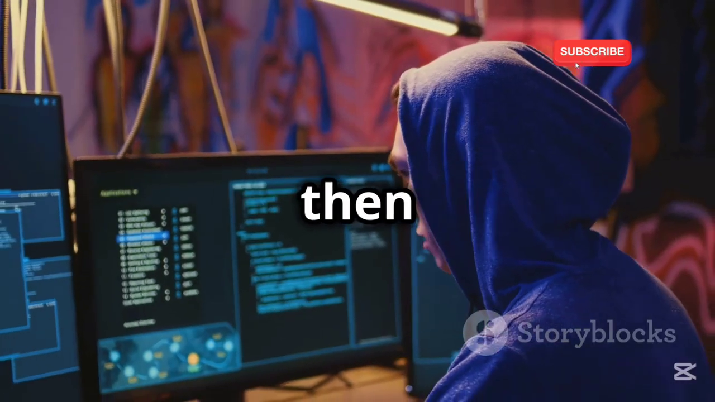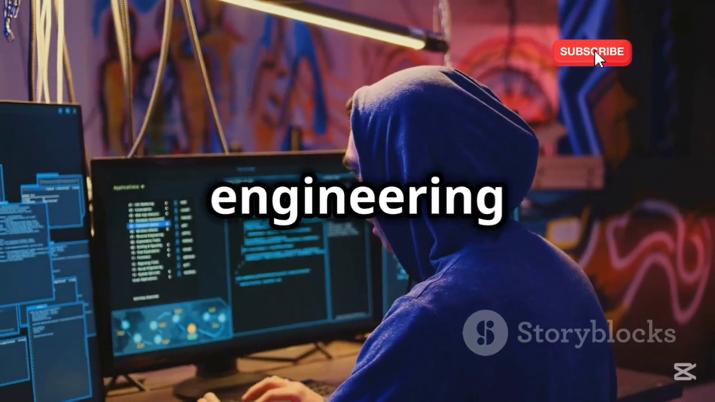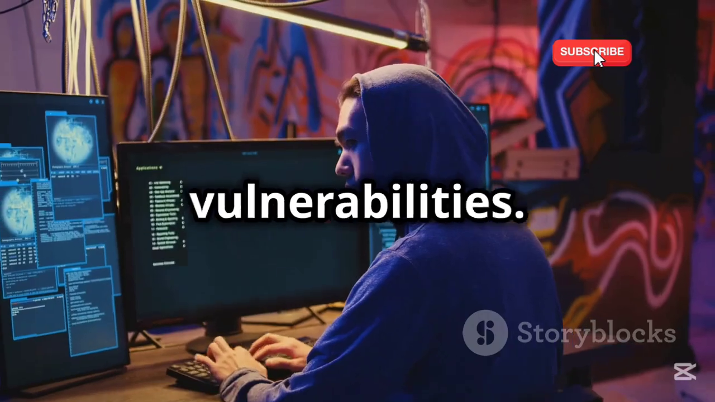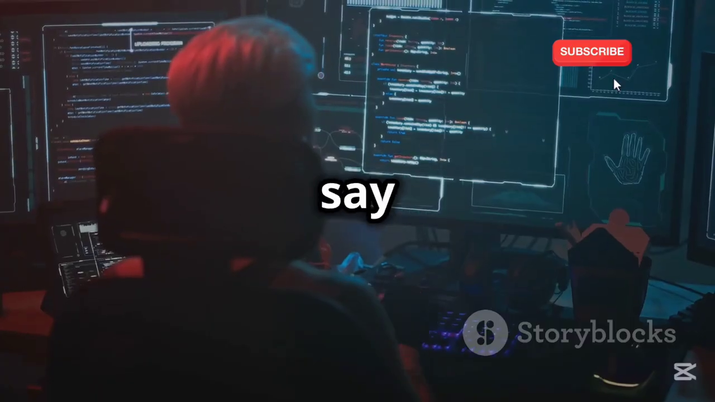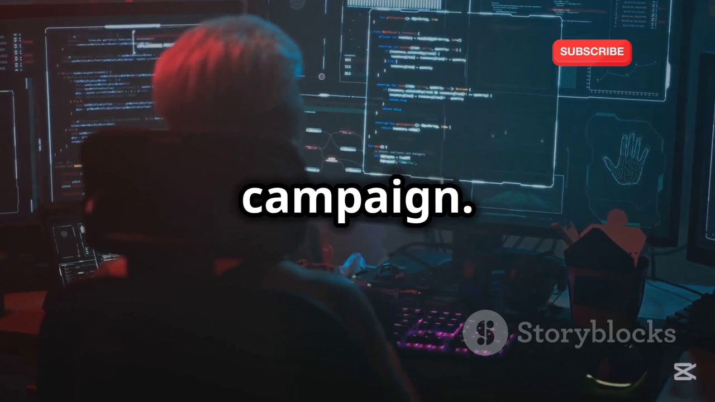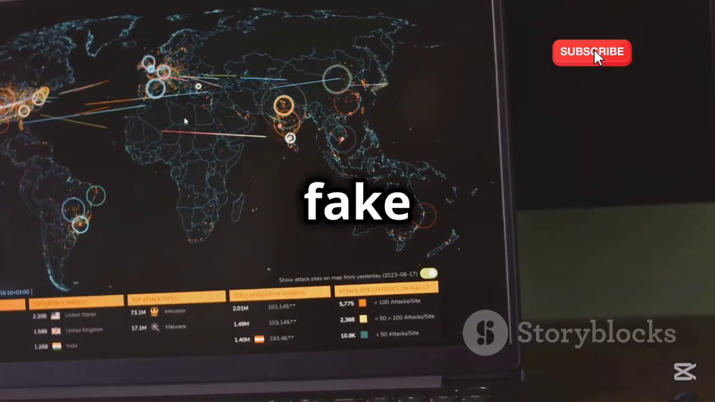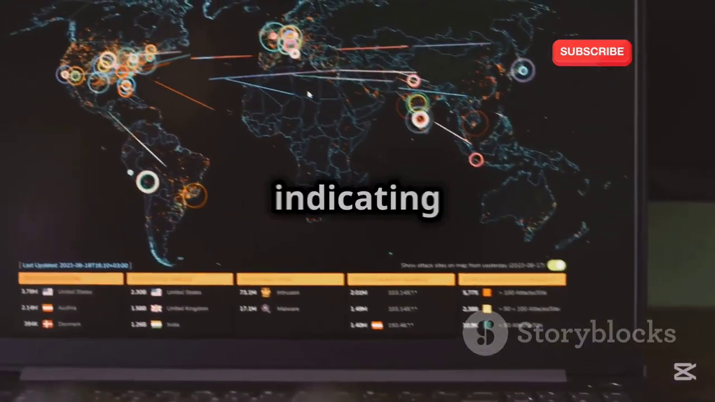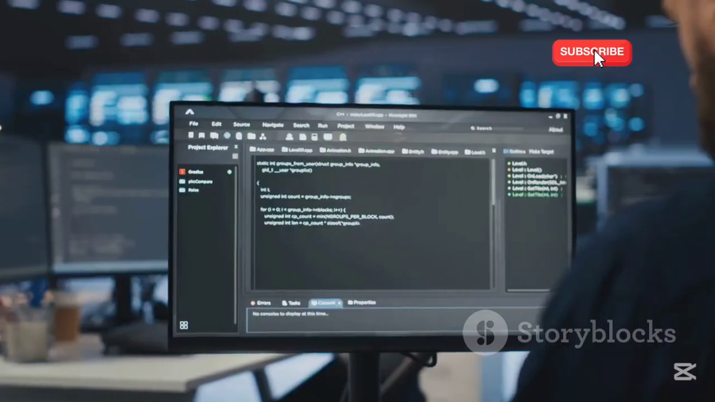This information can then be used to craft targeted social engineering attacks or to identify potential vulnerabilities. For example, let's say you're a security researcher investigating a suspected phishing campaign. Maltego might reveal that multiple fake websites are hosted on the same server, indicating a larger operation.